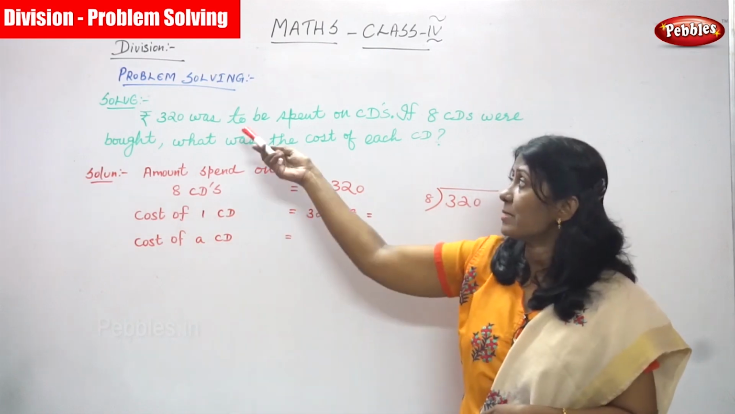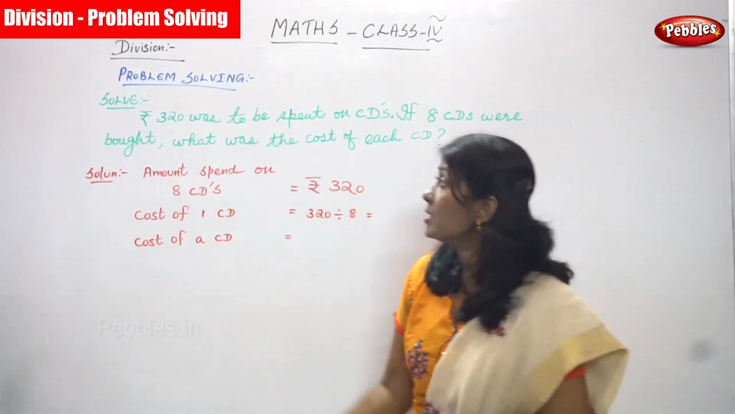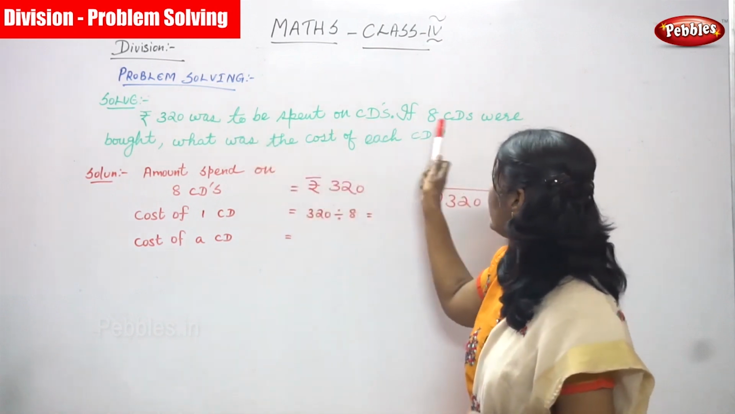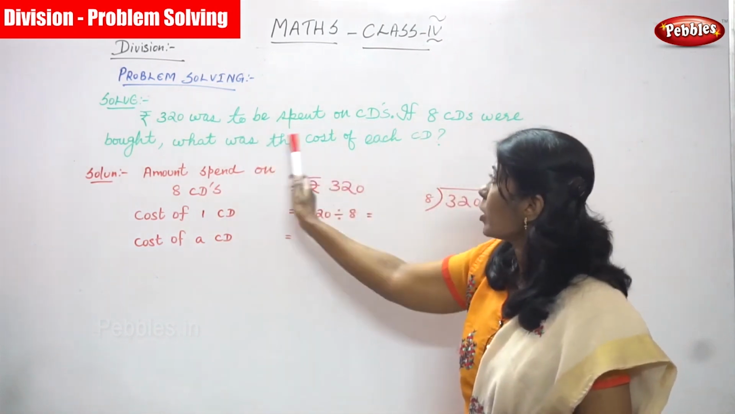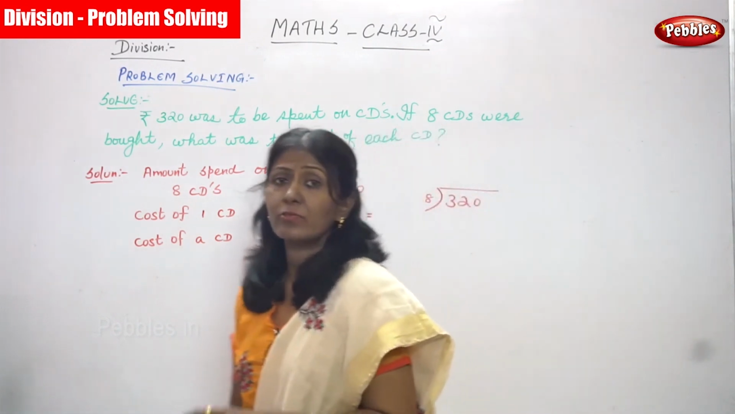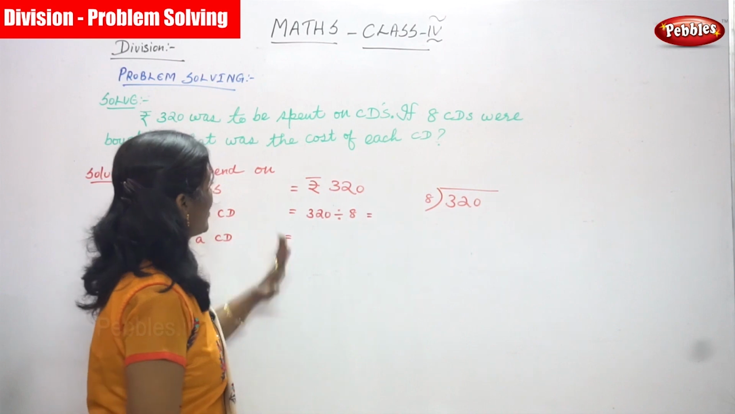Now we are going to see problem solving. It's a division. Solve. Rupees 320 was to be spent on CDs. If 8 CDs were bought, what was the cost of each CD? This is the question. Look at the question. What they asked in the question.